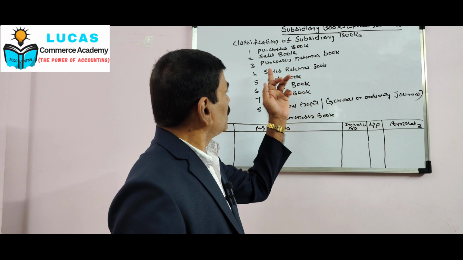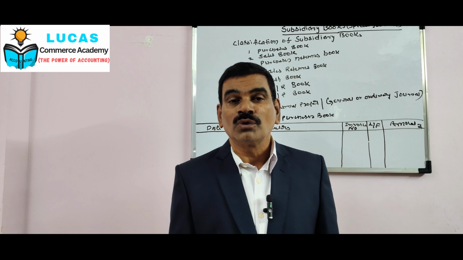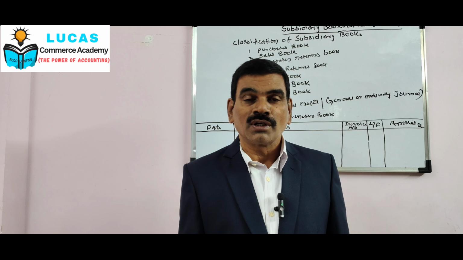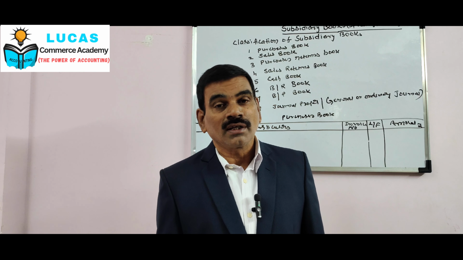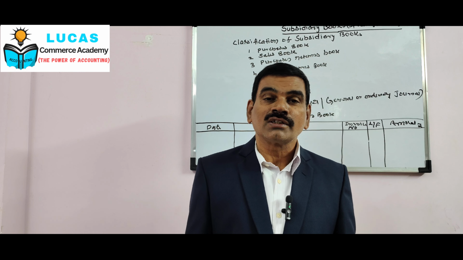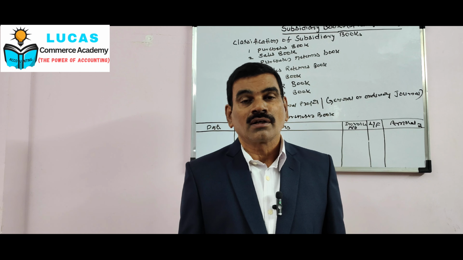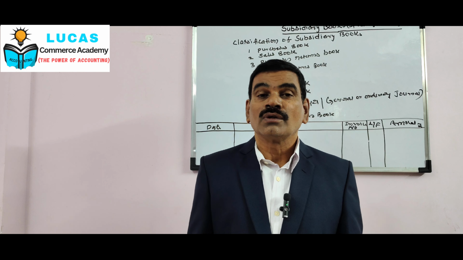So the second one is sales book. This book is used only for recording credit sale of goods. Cash sale should not be recorded. It is entered in the cash book. Similarly, sale of assets either for cash or on credit are also not recorded. Cash sales should be recorded in cash book and sale of assets on credit should be recorded in journal proper.